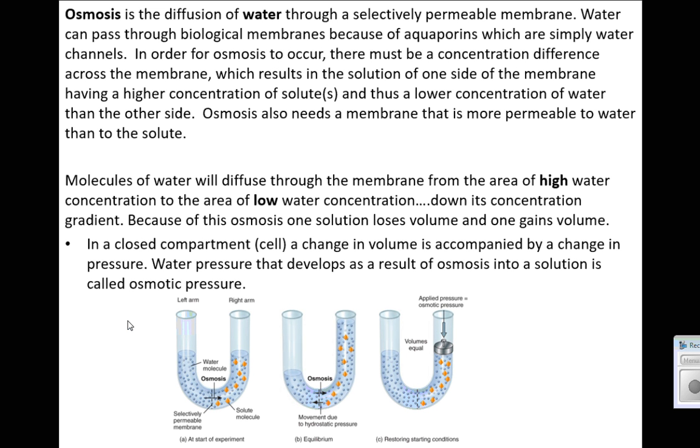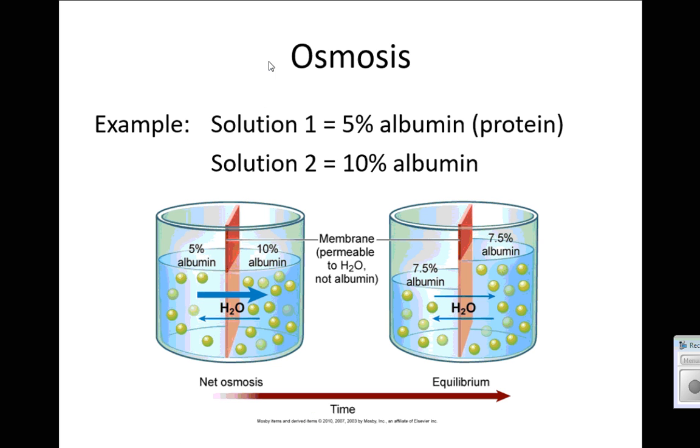Okay. And when water moves across the membrane, it does so through what we call aquaporins. Aquaporins are just simply water channels. Okay. In order for osmosis to occur, there must be a concentration difference across the membrane, which results from what's dissolved in the water. Remember how we talked about water likes to dissolve things? Okay. Those things that are dissolved in water are solutes. Okay. And water, well, let me just show you on the next page.